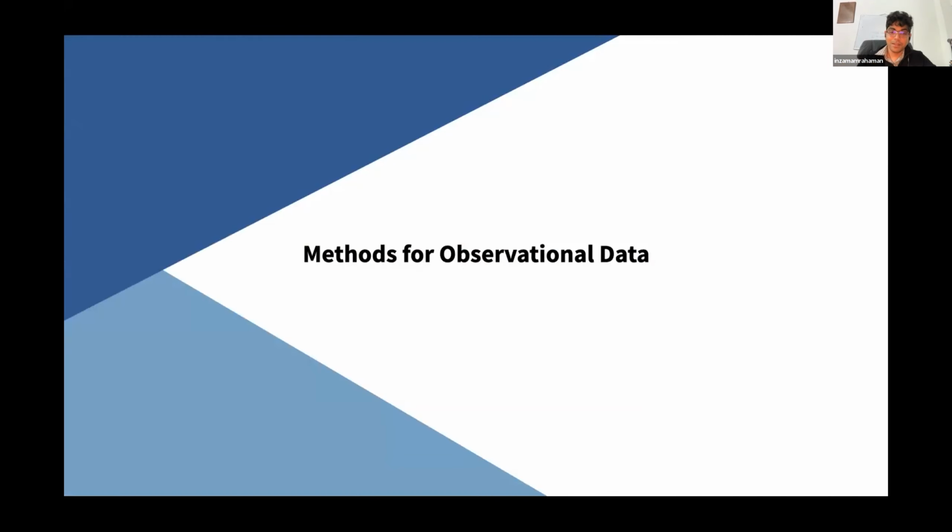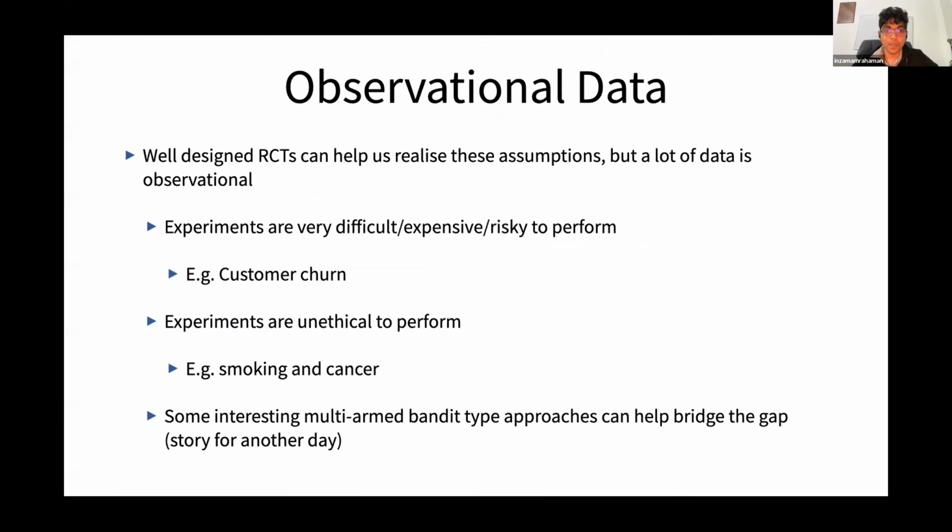Right. So with that, let's talk a little bit about observational data to wrap up. Well-designed RCTs are nice because they help us realize those assumptions we just mentioned. But a lot of data is observational, all right? And sometimes it has to remain that way because some experiments are very difficult or risky to perform. So for example, say customer churn, right? You don't want to deliberately do certain things that might incentivize customers to want to leave, right?